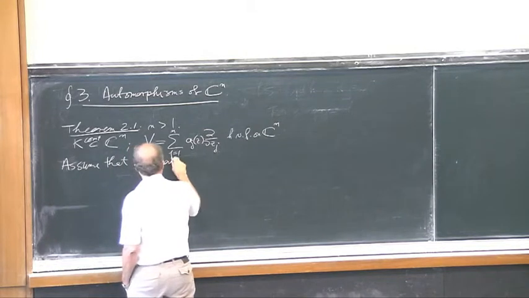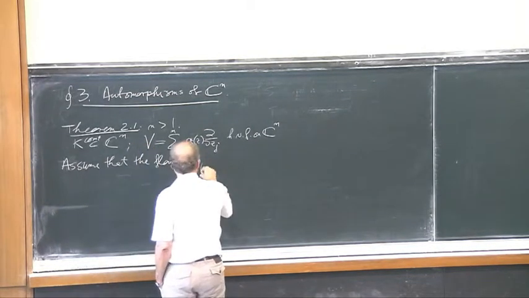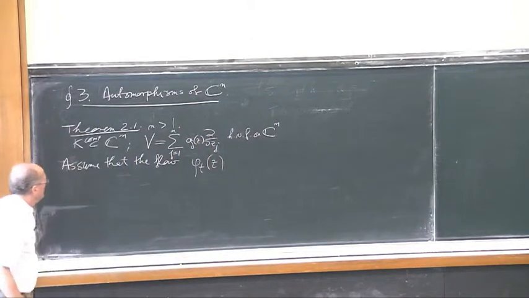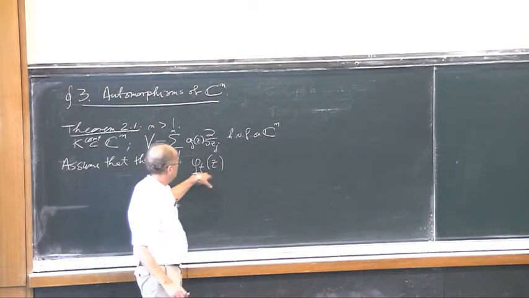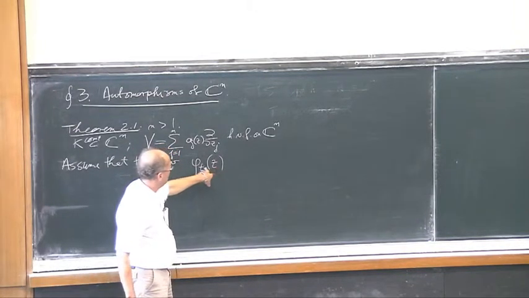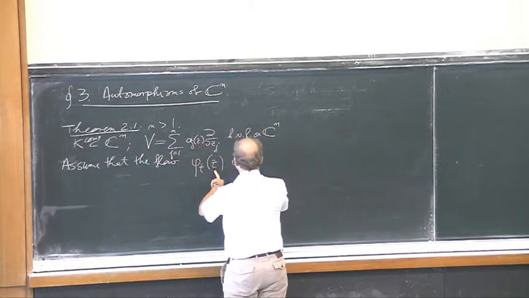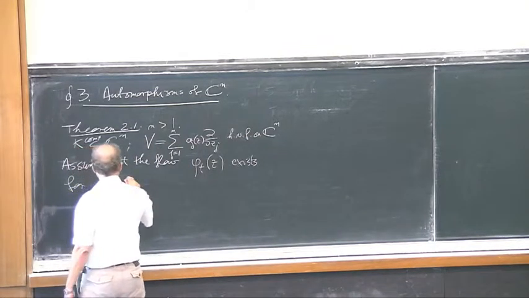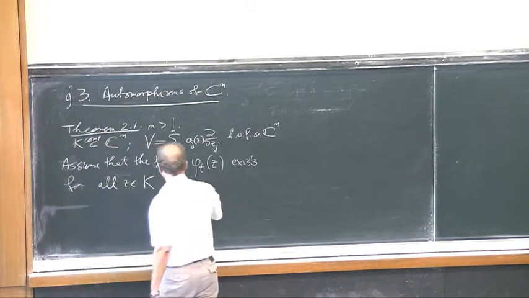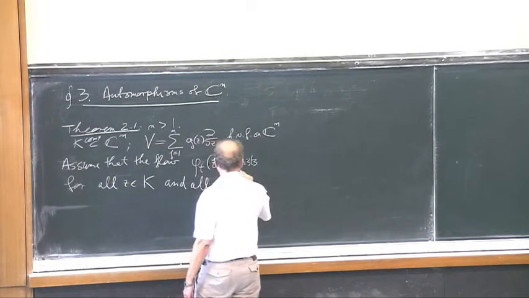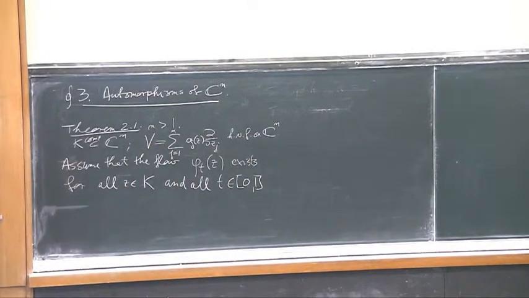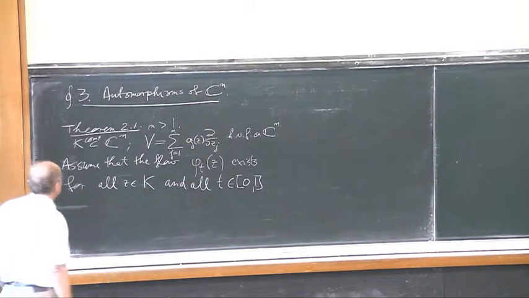that the flow phi t of z, so this is the flow, we can think of real time for now. Later the time will also be complex, but for now we can think of real time. Assume this real time flow starting at time 0 at the point z exists for all z in K and all times in, let's say, the interval [0, 1]. Then we wish to show that each phi t, each time forward map, and in particular phi 1, is a limit of automorphisms uniformly on this set.